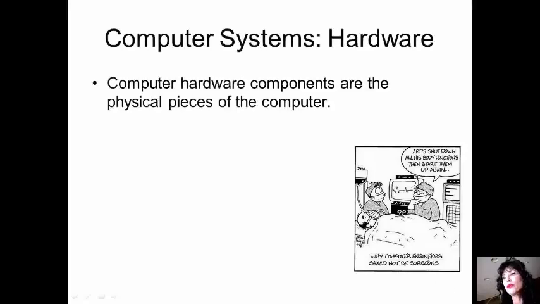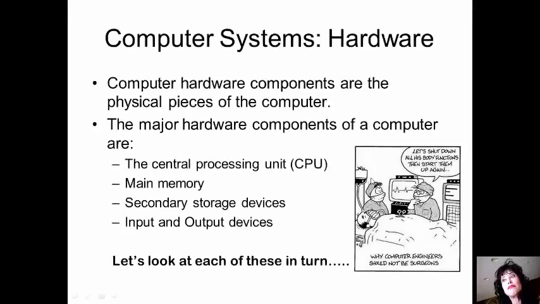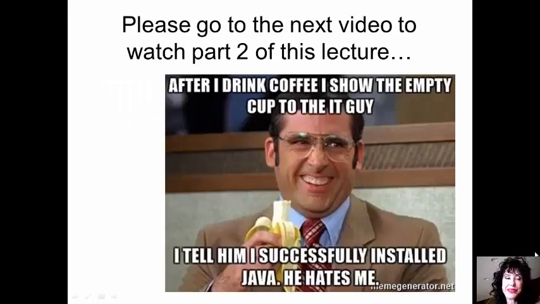Computer hardware components are the physical pieces of the computer. There are four major hardware components of a computer: the CPU, central processing unit, main memory, secondary storage devices, and the input and output devices. Let's look at each of these in turn on the next video.